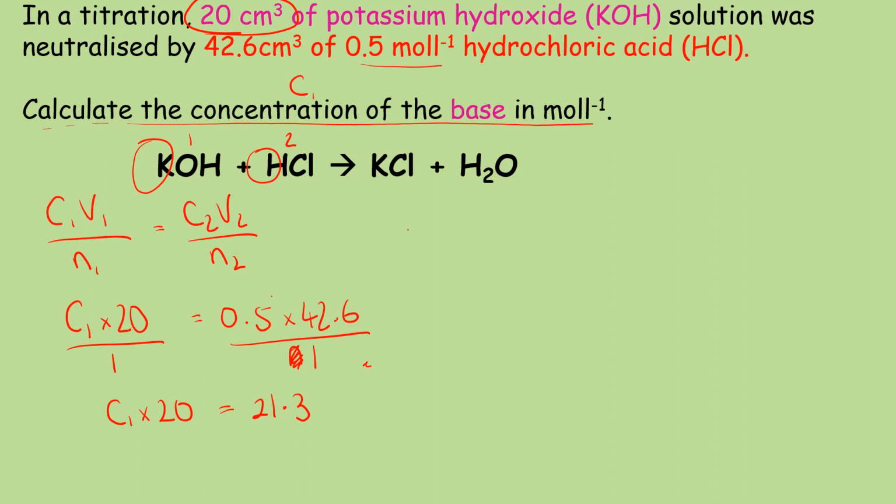Obviously you can use your calculator if you need to. For C1, I divide by the number next to the letter: 21.3 divided by 20 is equal to, so I plug that into my calculator, 21.3 divided by 20, which is 1.065 moles per litre. Hopefully that's the answer that you've got, and if not, hopefully you can see where you've differed in your working from what I've done.